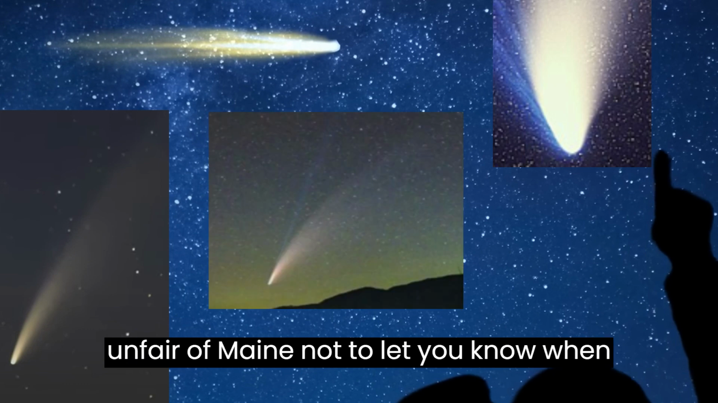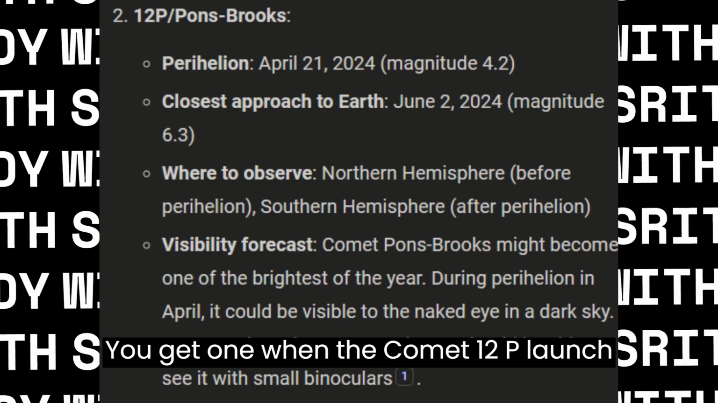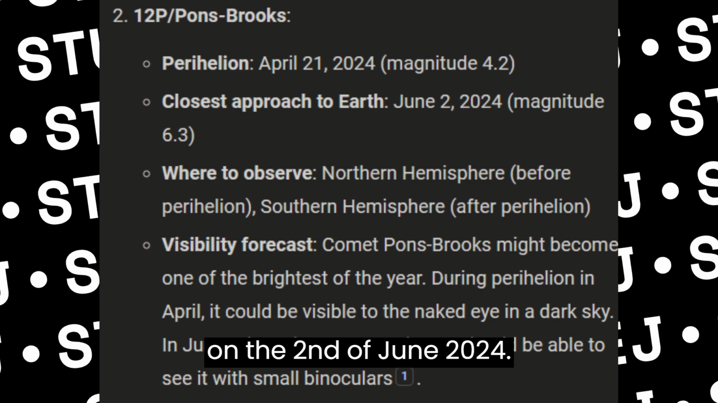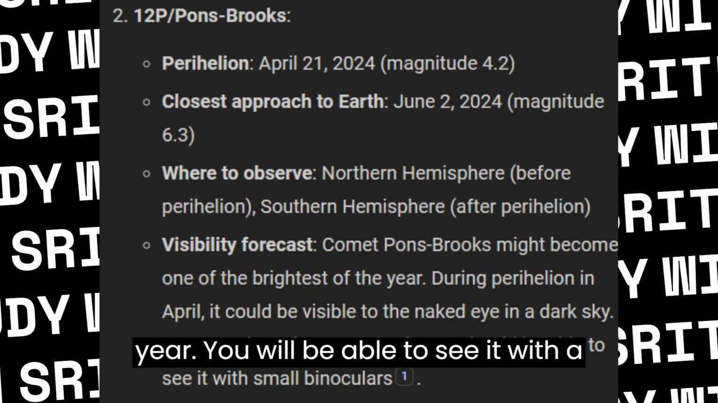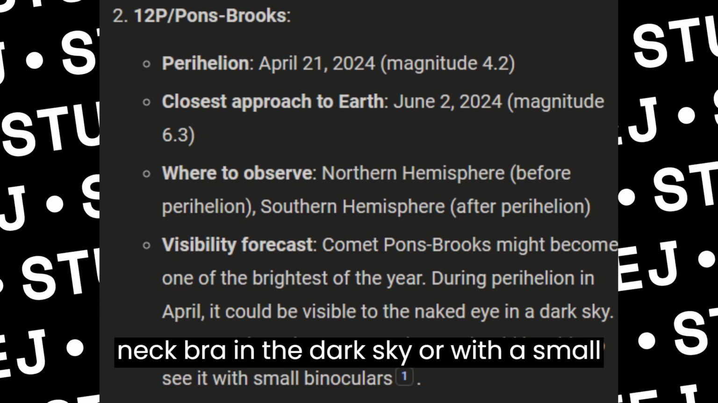I know that you are excited to see a comet after all this, and it would be unfair of me not to let you know when you can get such an opportunity. You get one when the comet 12P Pons-Brooks passes close to the Earth on the 2nd of June 2024. It is estimated to be the brightest comet visible to Earth in the year. You will be able to see it with the naked eye in the dark sky or with small binoculars.